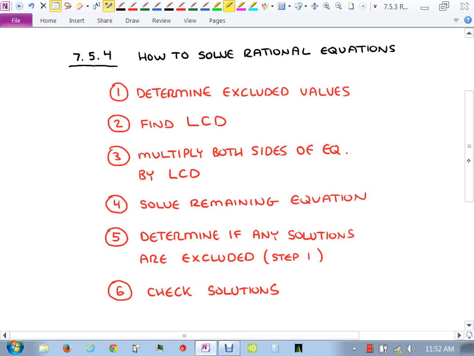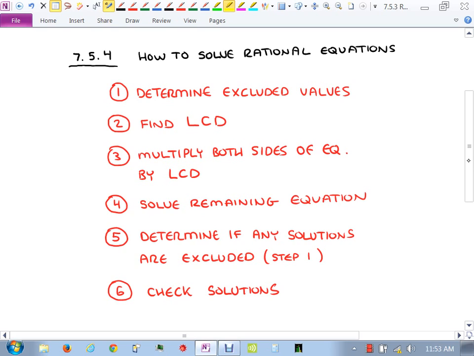Okay. So there are the steps. The first thing we'll do is determine excluded values, right? That's what we were just talking about. What are the things that we can't plug in? That'll give us, remember the division by zero? Then we'll find the LCD. What does that stand for? Least common denominator.